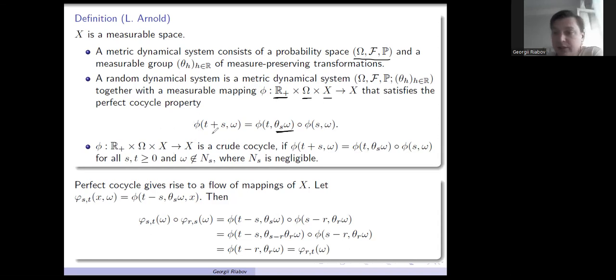The theory of stochastic differential equations does not give us perfect cocycles. It gives us the so-called crude cocycles in the sense that for every fixed s, this equality holds for almost all omega and for all t. So for each s, there is some negligible set of omega such that for all omega not in this set, for all t we have the cocycle property.